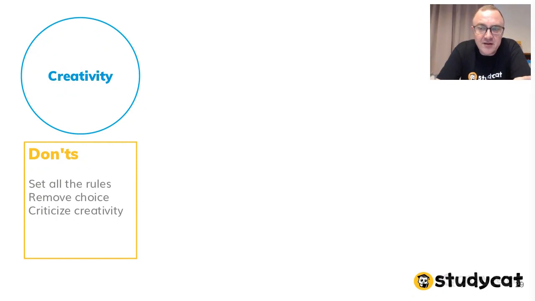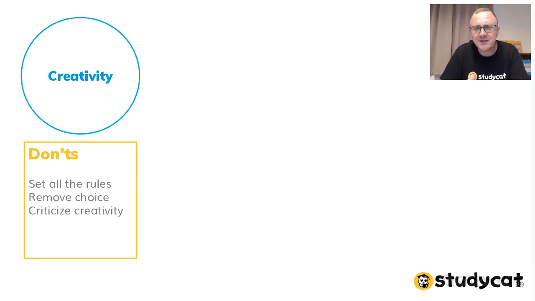Creativity, some of the things that I've seen traveling around Asia are things I don't like. These are three main things I don't like seeing. It's when the teachers set all the rules. So they just say to the kid, these are the rules and you have to do it this way. I like to do a sort of, here are three rules for the game, but you can make up some of your own rules a little bit, because that allows them to engage more with the content. When the kids have no choice, they can't choose what color they want to do something, you know, as simple as that.